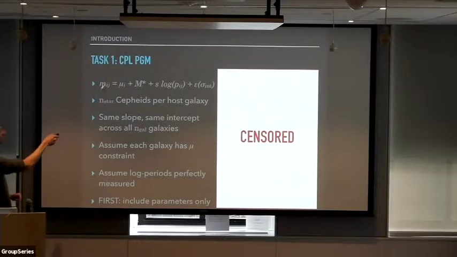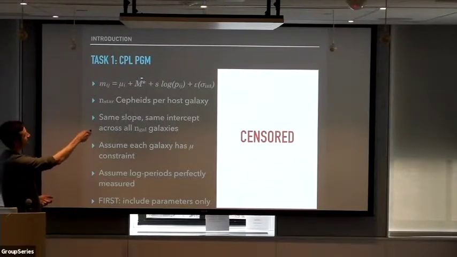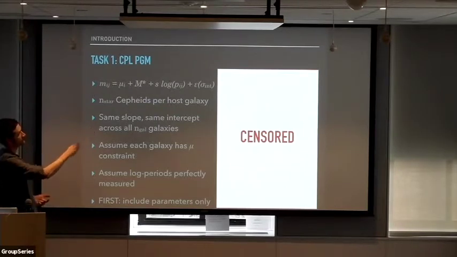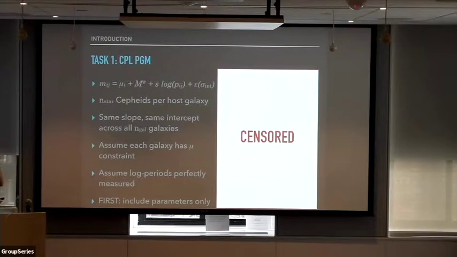So we have, like I said before, some set of galaxies. Each galaxy has some set of stars in it, so we have n stars per galaxy. We want to have the same slope and the same intercept, so these parameters are common to all stars in all galaxies. We're going to assume for now that each galaxy might be at a different distance and that we have some constraint on those distances for each galaxy, or distance moduli in these cases. For simplicity's sake, we're just going to assume that these things are perfectly measured, and yes, that we have this Gaussian intrinsic scatter.